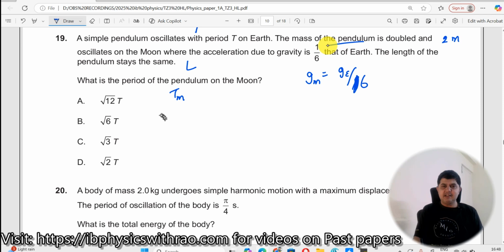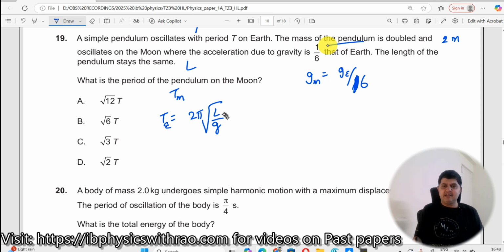Now we know that the time period is given by the formula 2 pi times root of L by g. Is there a contribution for mass here? There is no mass coming here, so I need not worry about mass. Whether the mass is doubled or tripled or whatever happens, nothing is going to change. So I will have this formula, and I will write this for the Earth.